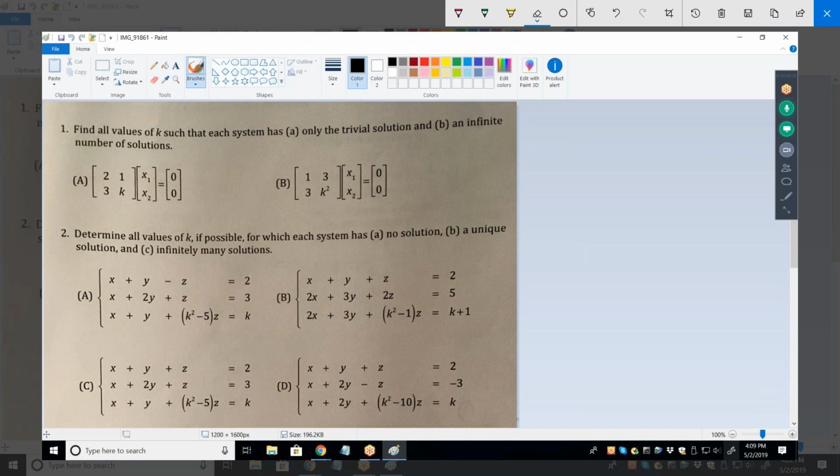Well, I tell you what, maybe it will become apparent if we look at B. All right. You think we can do B rather quickly? Go ahead and multiply them out. Tell me what you get. All right, I get x sub 1 plus 3, x sub 2 is equal to 0. 3x sub 1 plus k squared x sub 2 is equal to 0.